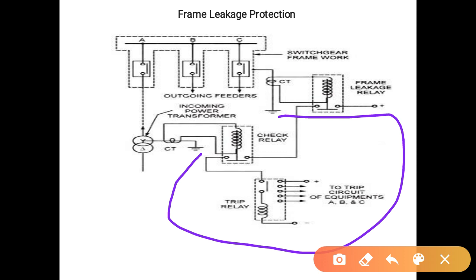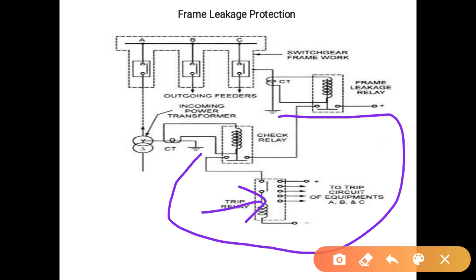The check relay, when energized, closes its contact and energizes this multi-contact relay, which is used to open the circuit breakers of feeders A, B and C. So whenever a frame leakage fault occurs, due to this frame leakage protection, the circuit breakers of all the feeders A, B and C are opened, providing protection. You can see here in this protection system, there are two relay contacts connected in series. One is the frame leakage relay and the other one is the check relay.